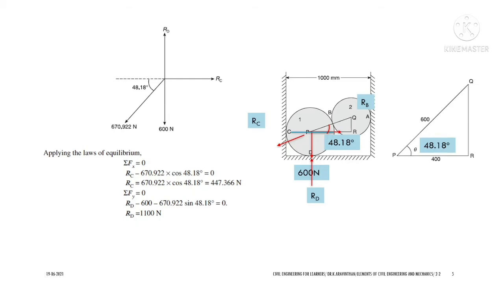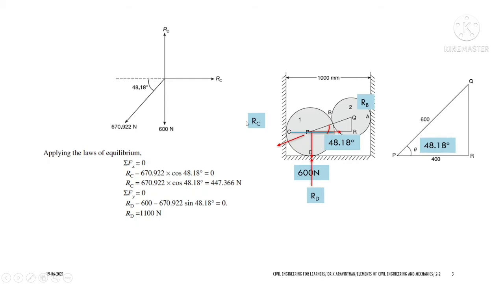If you resolve horizontally, sum of Fx equal to 0, let us resolve all the forces with respect to the horizontal axis. So 670.992 cos 48.18 degree, this is written here, and you have a force RC. This will be minus, and RC will be plus, equal to 0. If you want to find RC, you can take it outside and find RC. So it is 447.366 Newton. Let us resolve vertically, sum of Fy equal to 0. 670.992 sin 48.18 degree acts in the downward direction, hence it is minus. The component is here, and you have minus 600, written here, and an upward force RD, plus RD. You can take everything outside, and RD will be 1100 Newton.